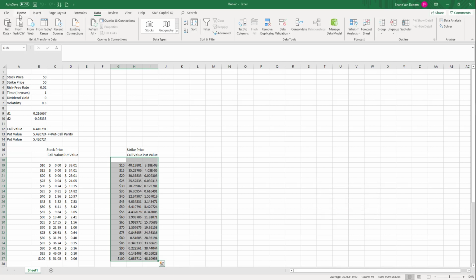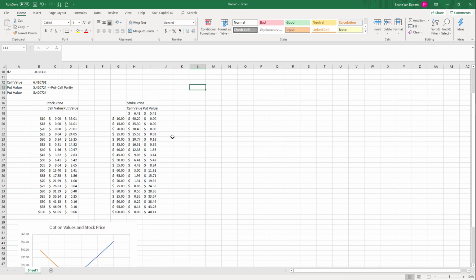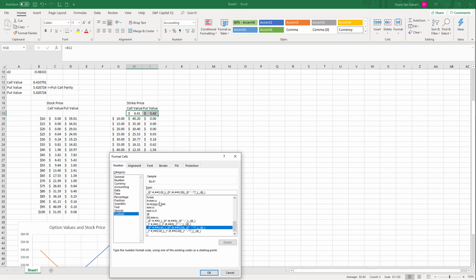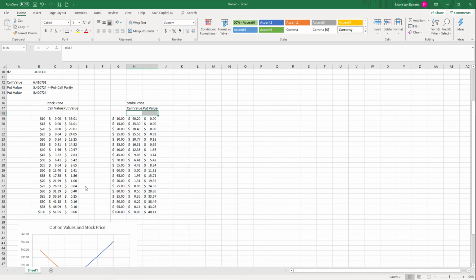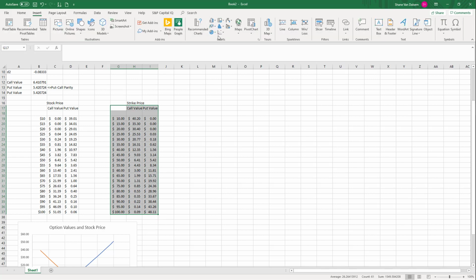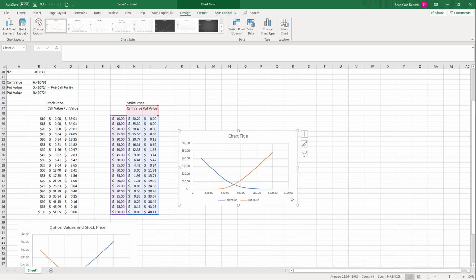And then again, do that. And so again, we can see here as the strike price increases, the value of that call option goes down. As the strike price increases for the put value, the value of the put option goes up. And so this is option values and strike prices.